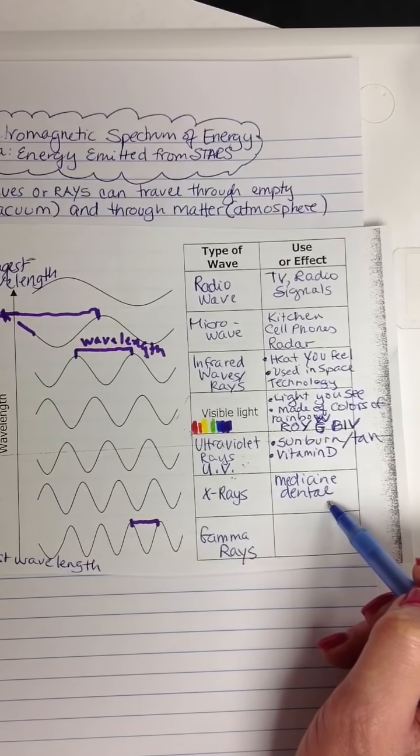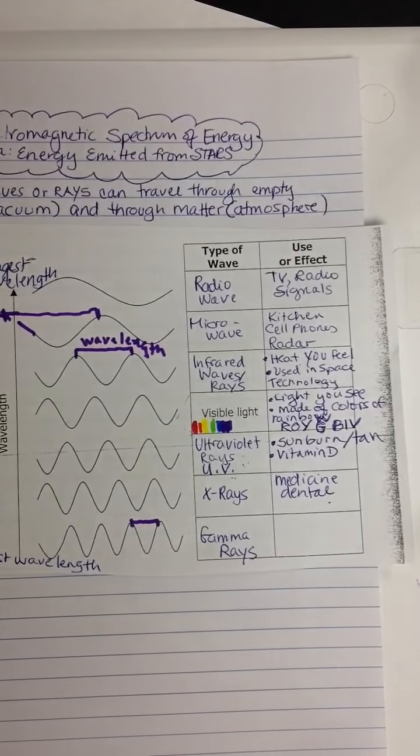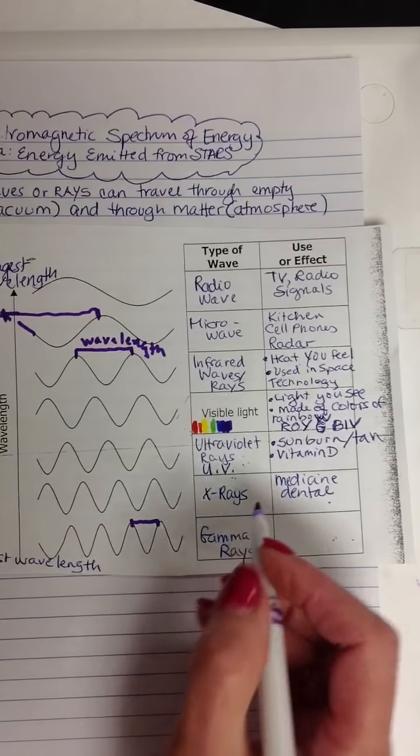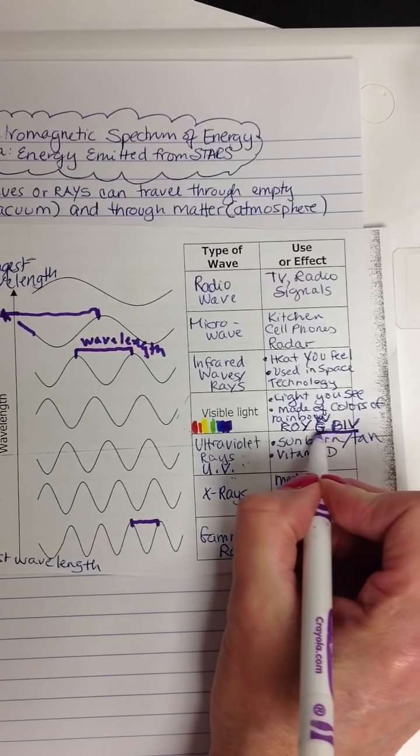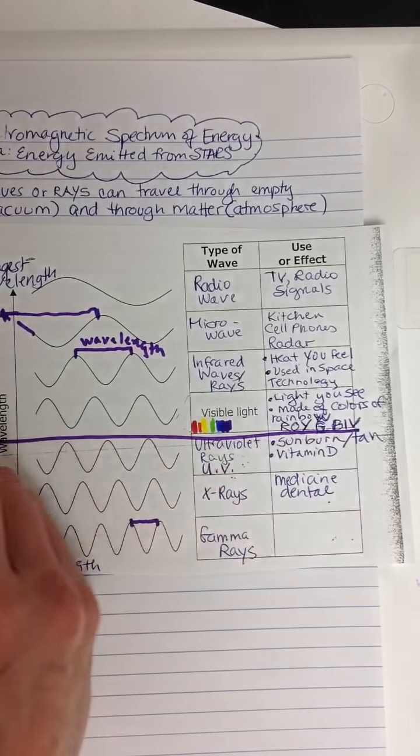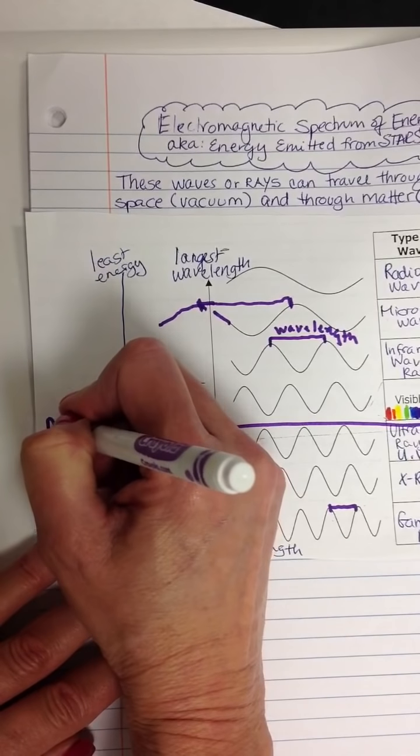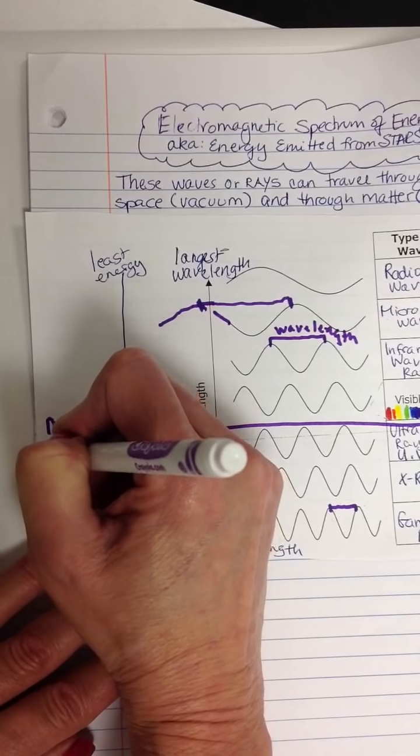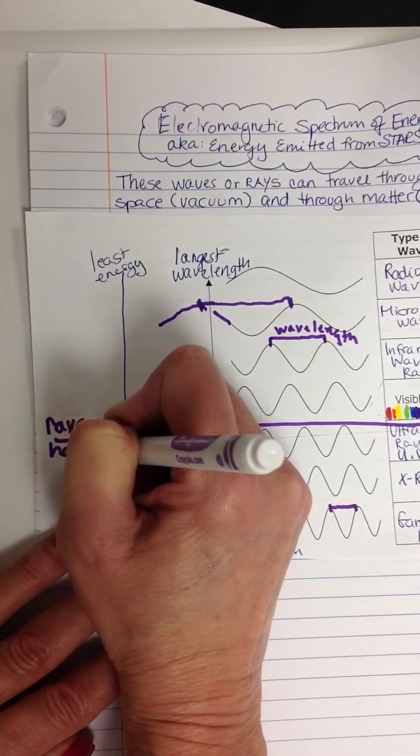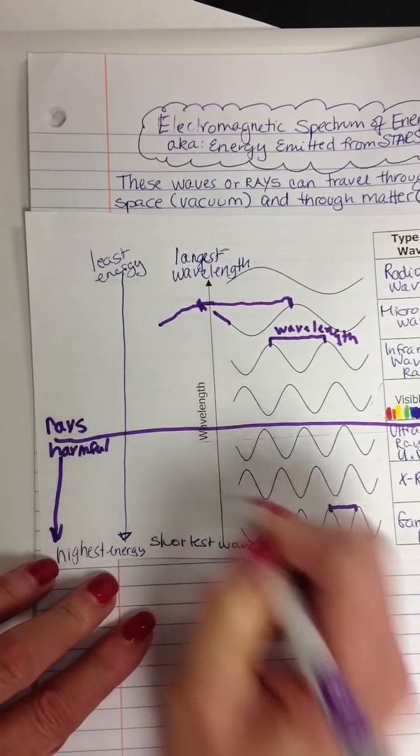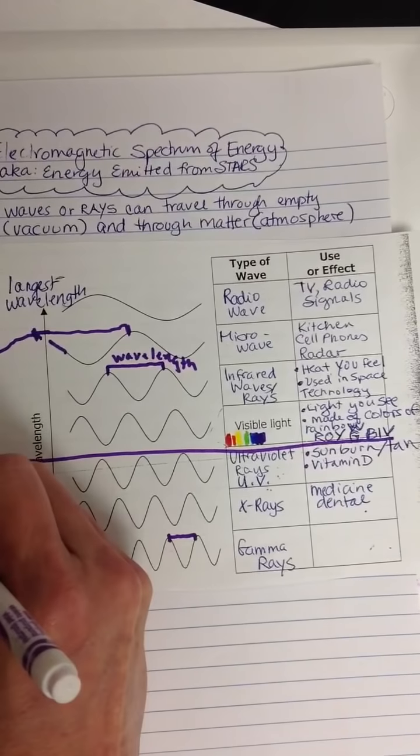X-rays are dangerous, so is UV. UV, X-rays, and gamma rays is where the electromagnetic spectrum becomes dangerous to life. So let's just kind of draw a little line here, showing that this is where these rays can become harmful. I'll write it over here. So these rays from UV on down are harmful to life.